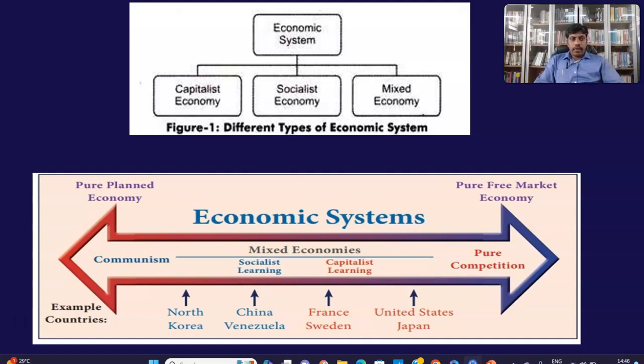Merits of socialist economy. First one is exploitation of the labor class entirely removed since it is owned by the state. And second one is social welfare. Upliftment of the deprived sections will take place.